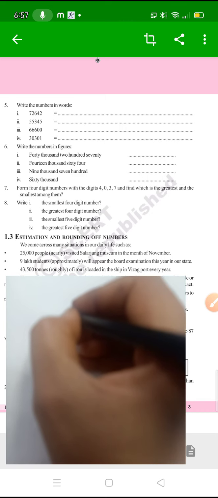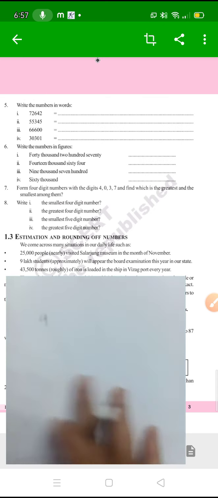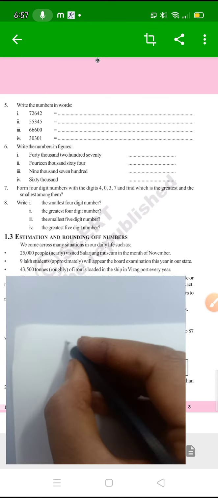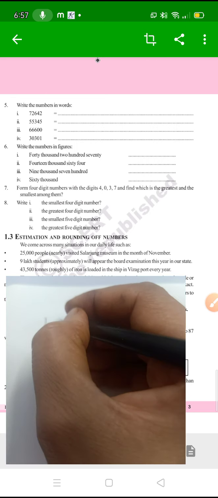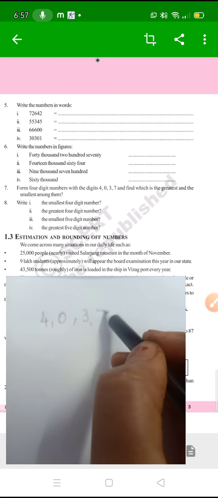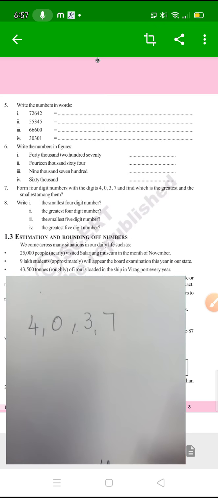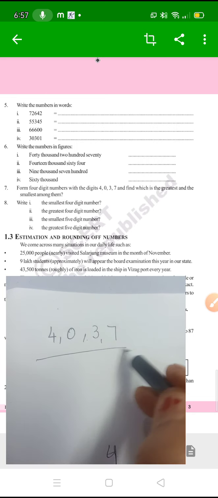What are the digits given here? 4, 0, 3, 7. These are the numbers given. And find which is the greatest and the smallest among them. How do you find it, given the 4 digit number?